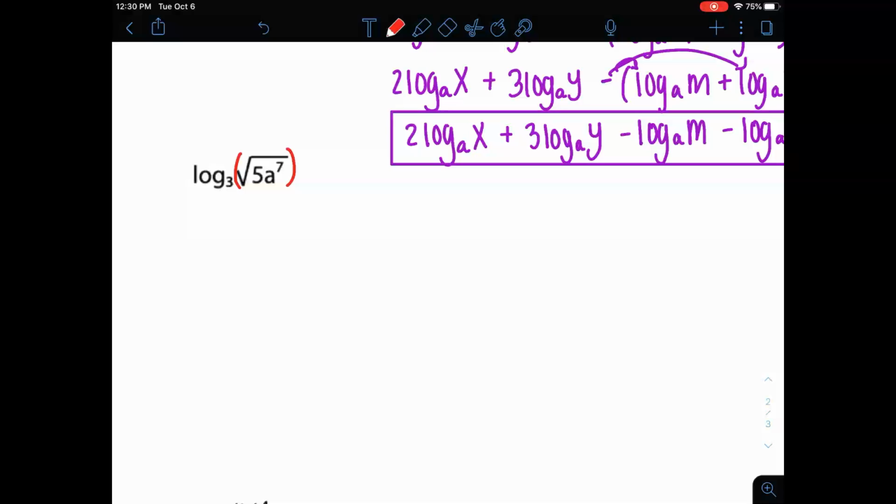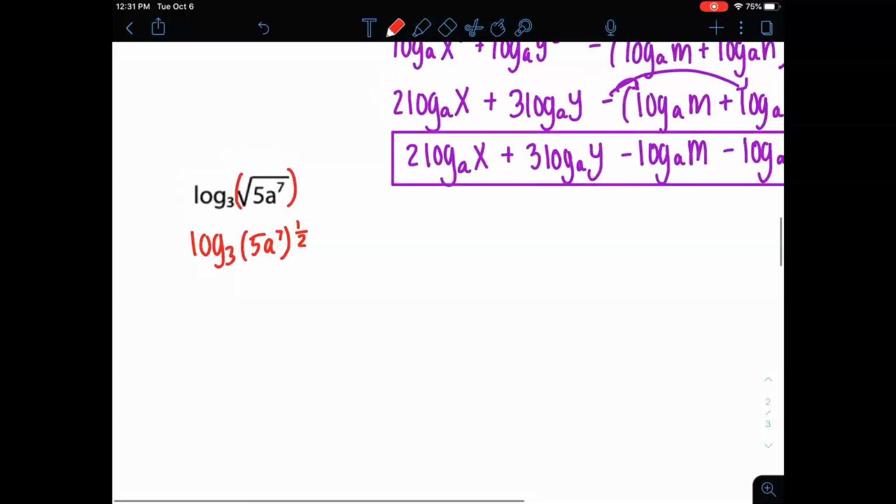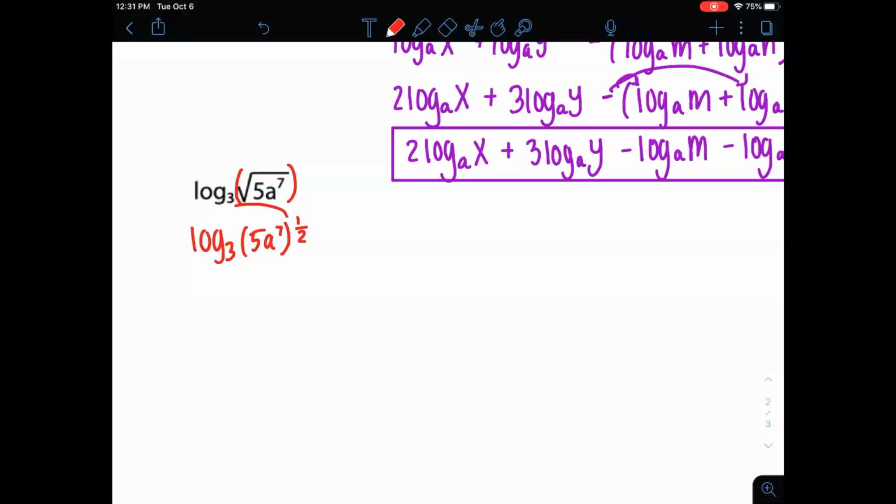So I can easily turn this 5a to the 7th into a fraction exponent, because 1/2 is square root. If I raise my entire radicand to the power of 1/2, it's like saying the square root of that radicand. Now, since we have an exponent and a logarithm, I can bring this out in front in my next step. So I have 1/2 times log base 3 of 5a to the 7th.